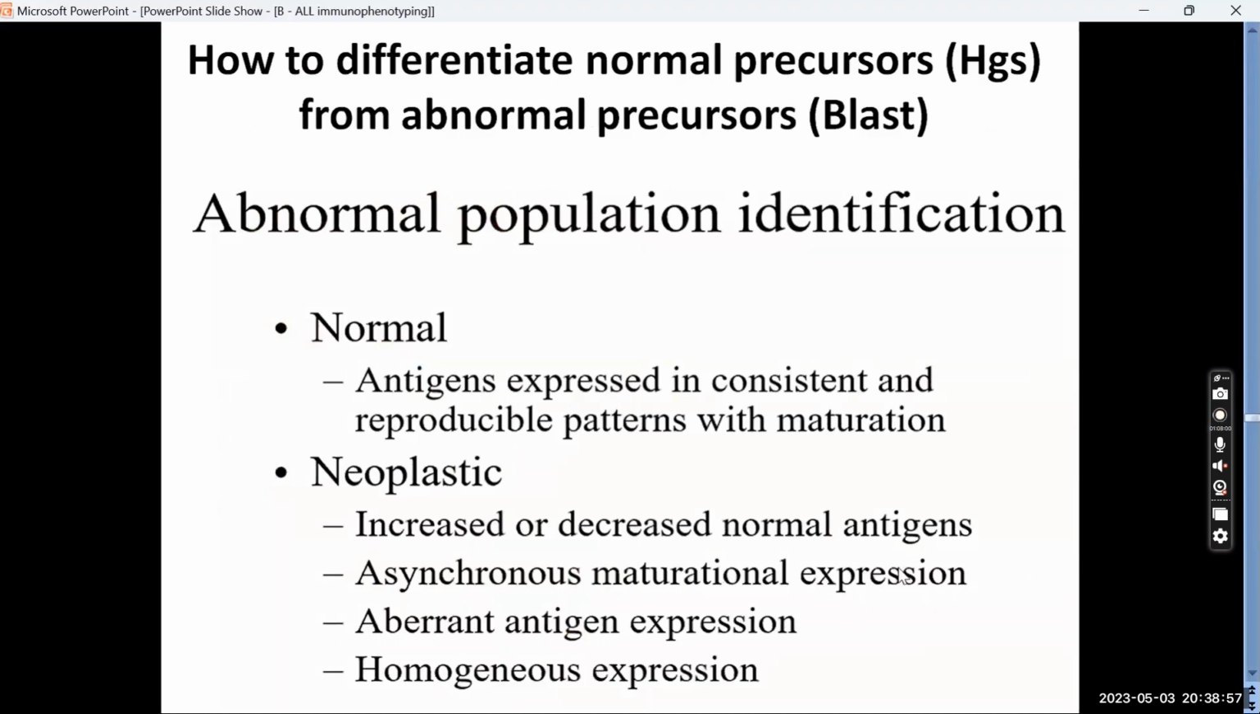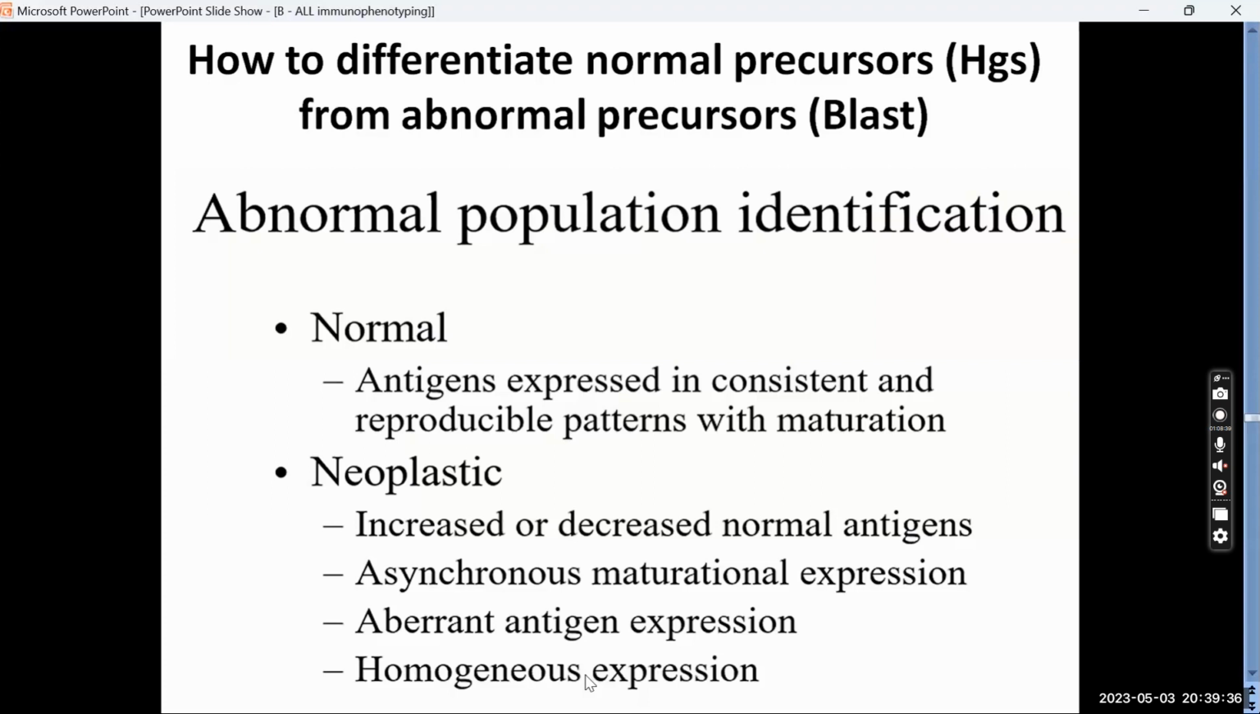So asynchronous maturation patterns, then aberrant antigen expression. Since we are discussing B-ALL, normal B lymphoid blasts, or hematogones, sorry, normal hematogones will not express aberrant myeloid markers. If you find B cell progenitors which are expressing myeloid markers like CD66c, CD13 or CD33, then it can't be hematogones. It is definitely abnormal precursors or disease blasts. Okay, so that is called aberrant antigen expression. Then homogeneous expression.